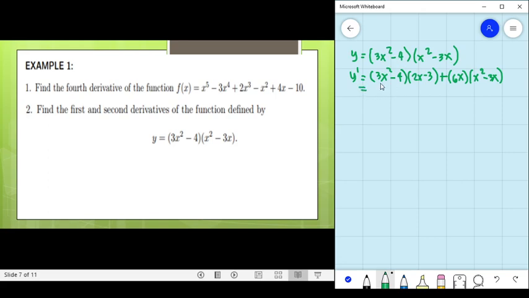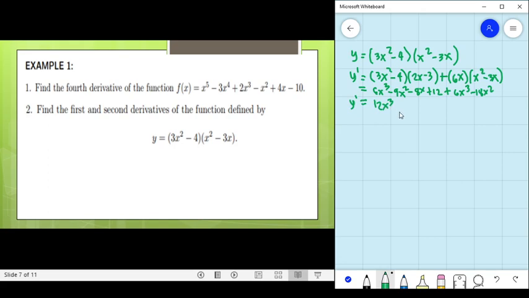So simplifying, we have 3x squared times 2x is 6x cubed. Then 3x squared times negative 3 is negative 9x squared. Negative 4 times 2x is negative 8x. Negative 4 times negative 3 is positive 12. Plus 6x times x squared is 6x cubed. Then 6x times negative 3x is negative 18x squared.